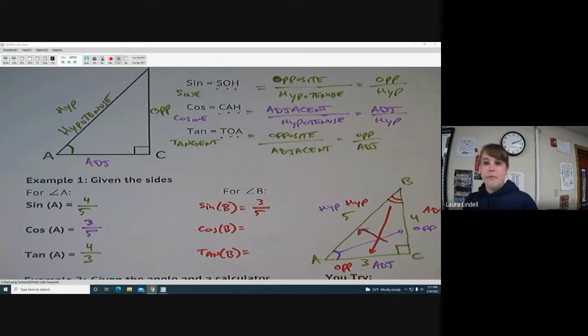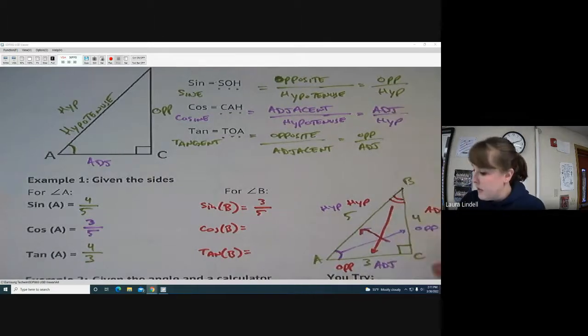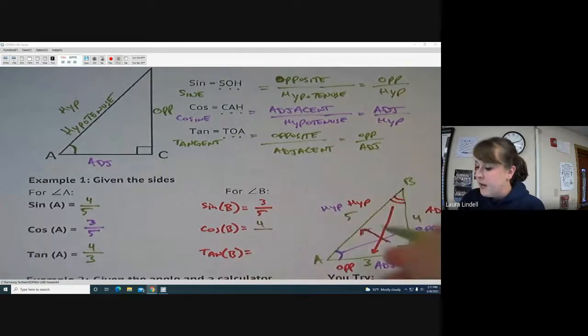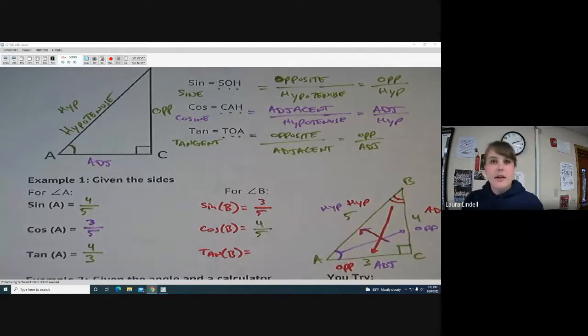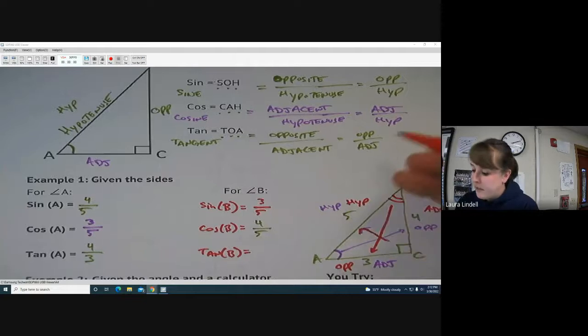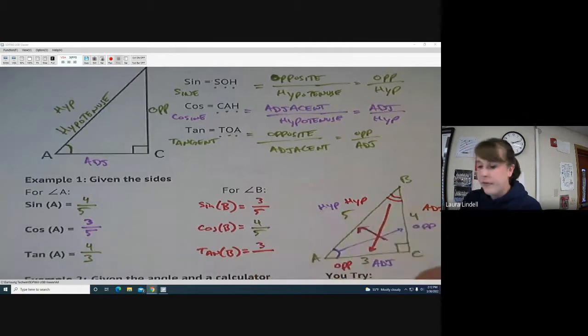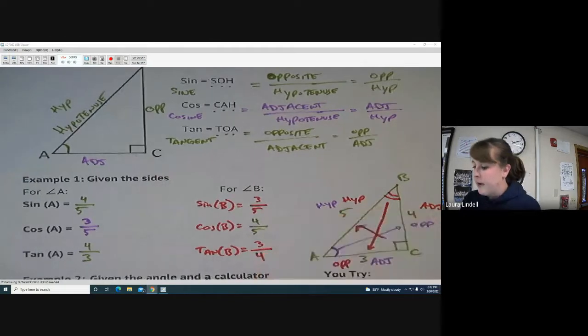Then for cosine of B, same kind of thing. We want adjacent over hypotenuse still, but the adjacent for B was 4, so 4 is going to go on the top. The hypotenuse is still 5, so 5 goes on the bottom. And then lastly, for tangent of angle B, still opposite over adjacent, but the opposite for B was 3, so 3 goes on top, and the adjacent for B was 4. So 4 goes on the bottom.